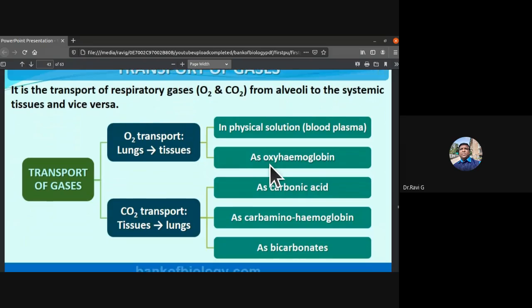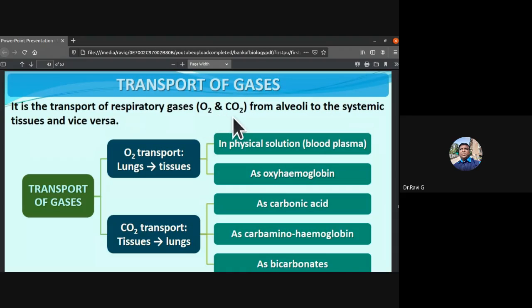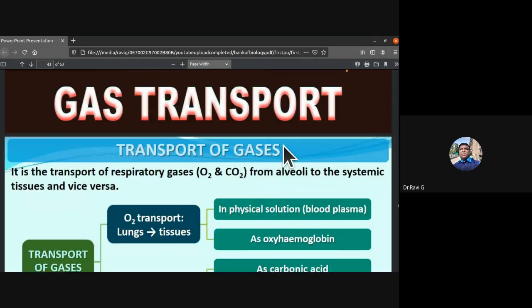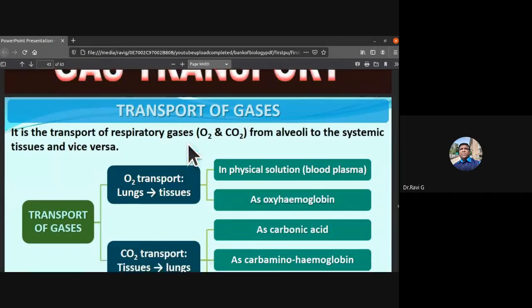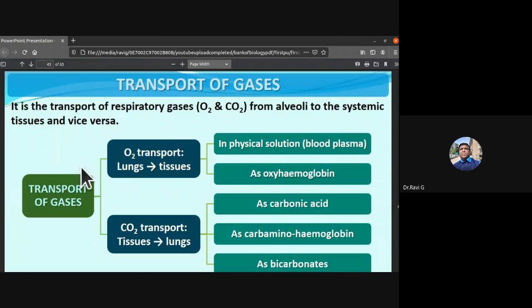The transport of respiratory gases, oxygen and carbon dioxide, is from the alveoli of the lungs to the systemic tissues and vice versa. The previous slide itself showed this. The transport of gases involves two mechanisms: one is transport of oxygen, another is transport of carbon dioxide. The transport of oxygen is from lungs to tissues. The transport of carbon dioxide is from tissues to lungs.